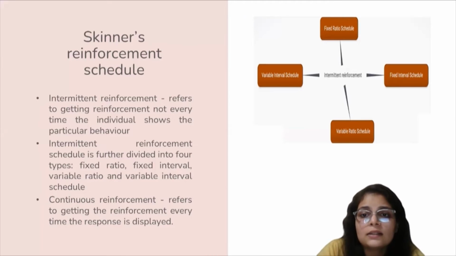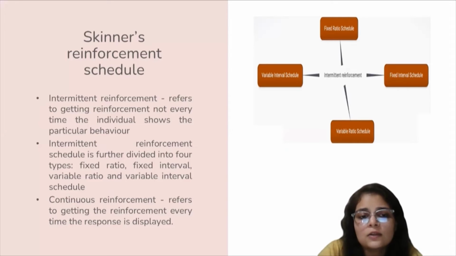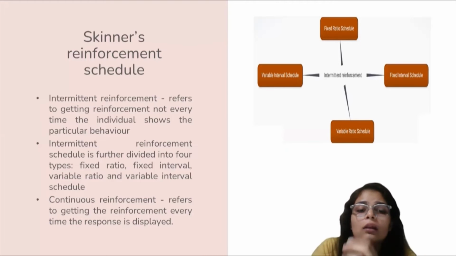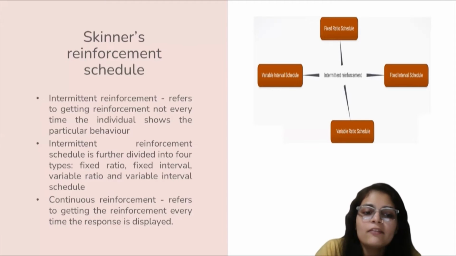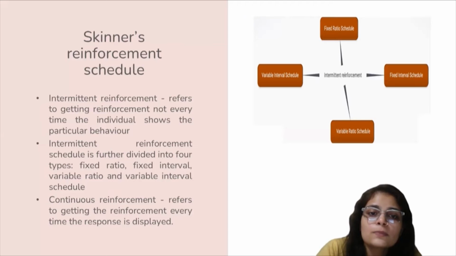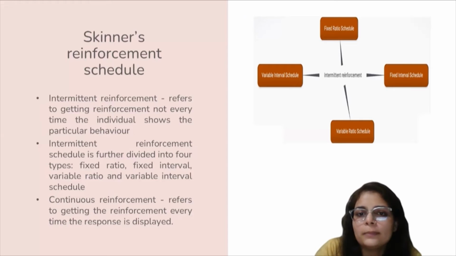So according to Skinner, there were two types of reinforcements: intermittent reinforcement and continuous reinforcement. Continuous reinforcement can be understood as getting reinforcement every time the response is displayed. And intermittent reinforcement refers to getting reinforcement, but not every time the individual shows the desired or particular behavior.